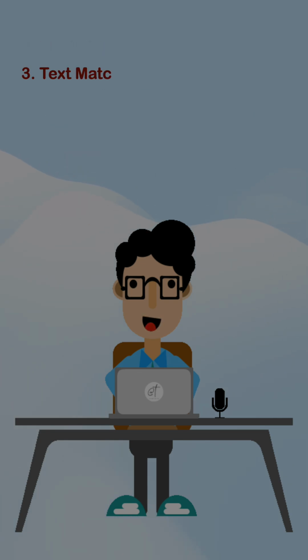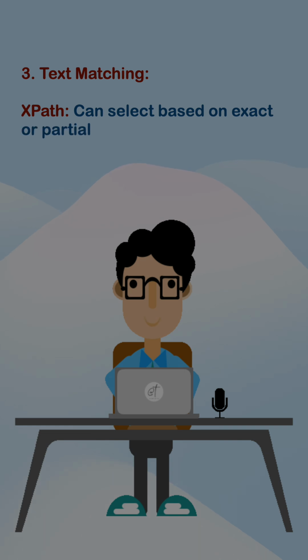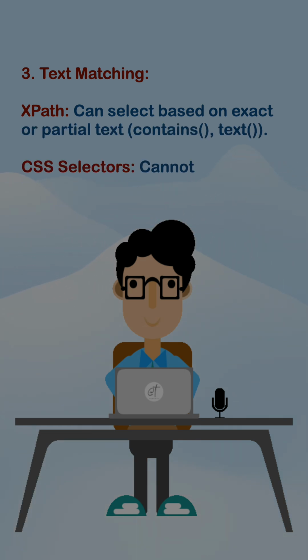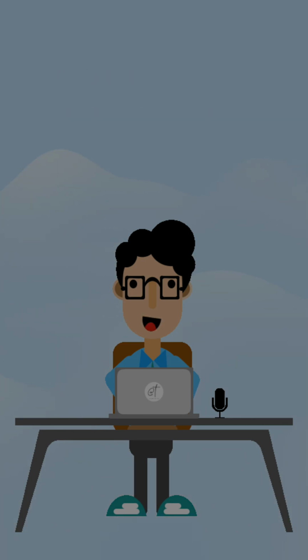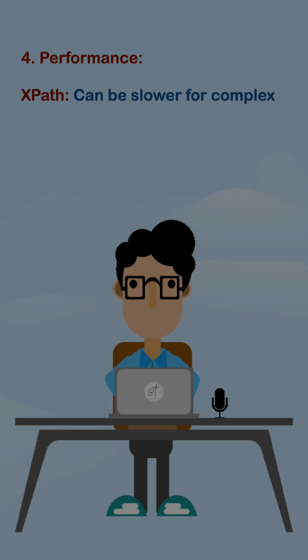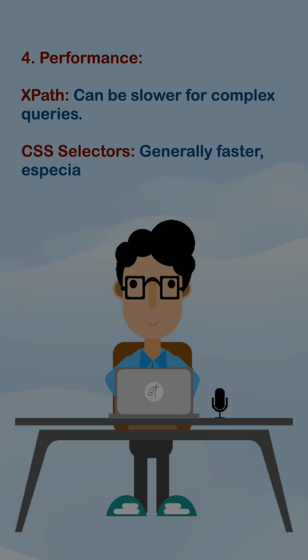3. Text matching. XPath can select based on exact or partial text, contains text. CSS selectors cannot select based on text content. 4. Performance. XPath can be slower for complex queries. CSS selectors generally faster, especially for simple queries.